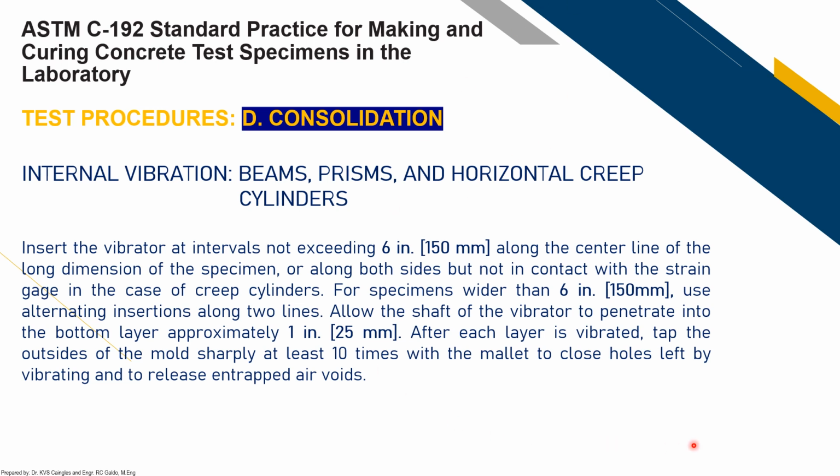So that provision is for cylinder molds, no? Now for these beam molds, insert the vibrator at intervals not exceeding 6 inches or 150 millimeters along the center line of the long dimension of the specimen or along both sides, but not in contact with the strain gauge in the case of creep cylinders. Okay, so it's different. That table from earlier is applicable only for cylinder molds.